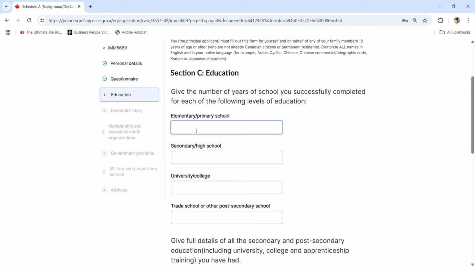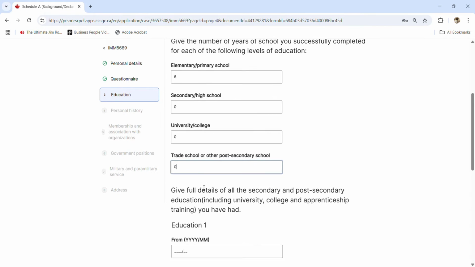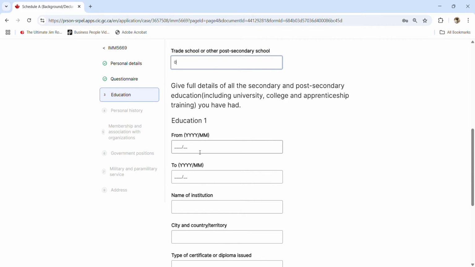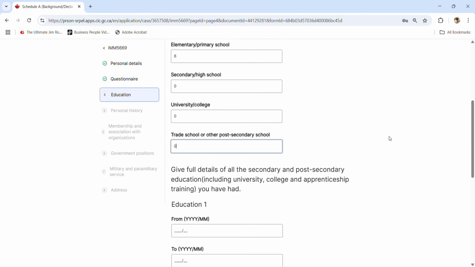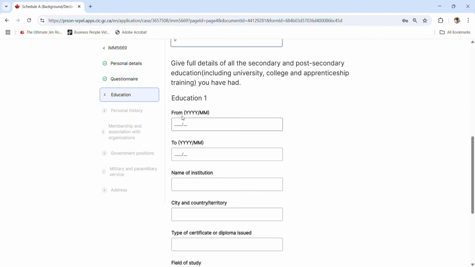school only. Okay, so let's say he has 6 years of elementary school and he did not go to high school, he did not attend any college or university, he did not attend any trade school or any other post-secondary school at all. Okay, with that information in here, he cannot fill the education with the timeline in here with the name of institution. However, if you have any years, for example, if you have 4 years of university or 3 years of high school, then you need to fill out the from when to when.